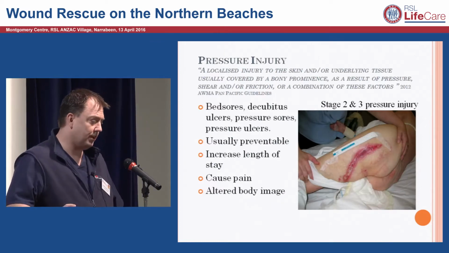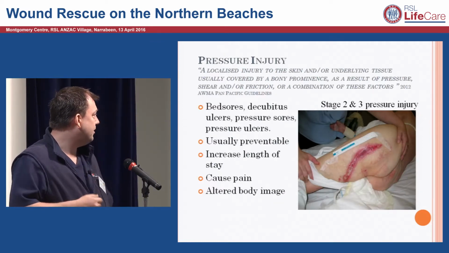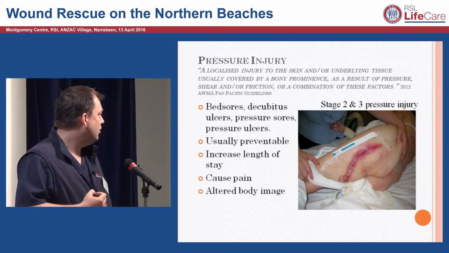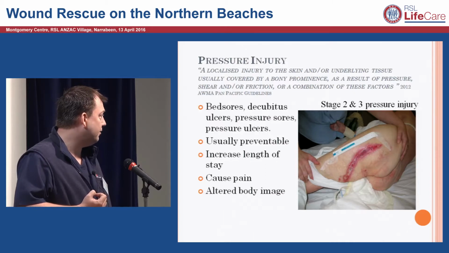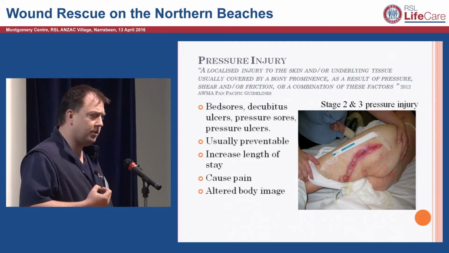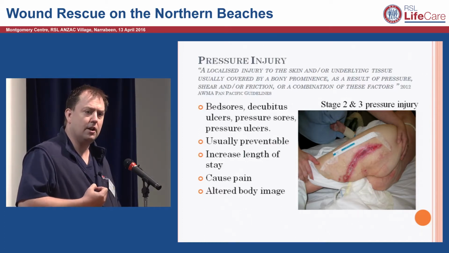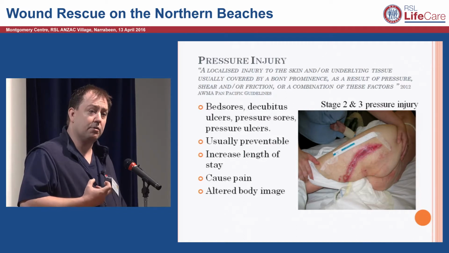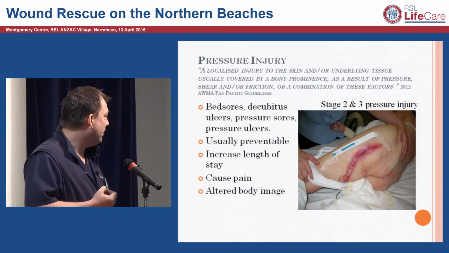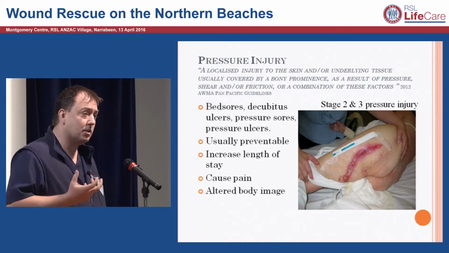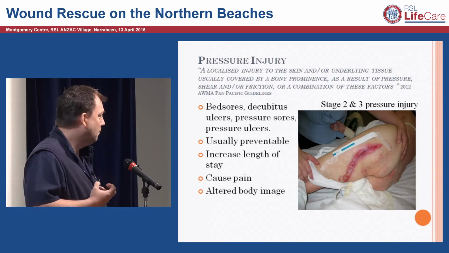So what's pressure injury? Pressure injury is a localised injury to the skin or underlying tissue, usually over a bony prominence, as a result of pressure, shear and/or friction, or a combination of these factors. This is from the 2012 Australian Wound Management Association Pan-Pacific Guidelines, from which the national standards are heavily based, almost word for word. They are otherwise known as bed sores, decubitus ulcers, pressure sores.